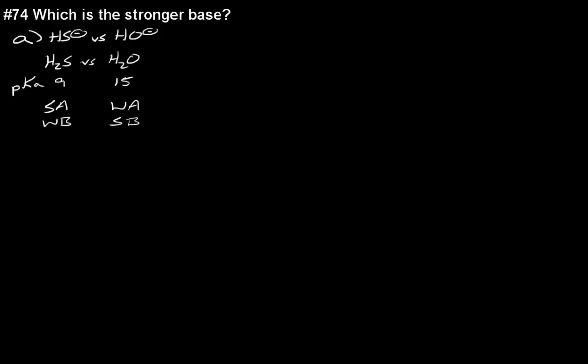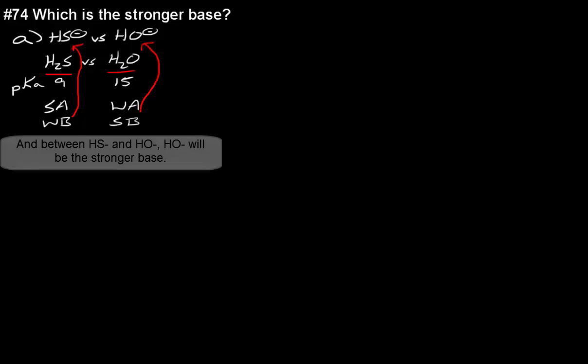So what we've done right now is we've compared and contrasted H2S versus H2O. This trend will hold the same whenever you jump from H2S and H2O up to HS minus and HO minus. Because H2S is a weaker base, so must be HS minus, and so must be HO minus. So of these two, the stronger base is going to be HO minus.